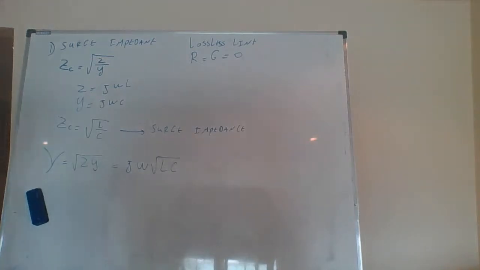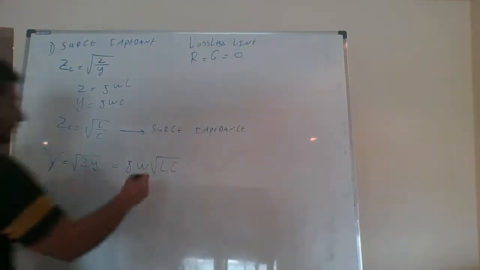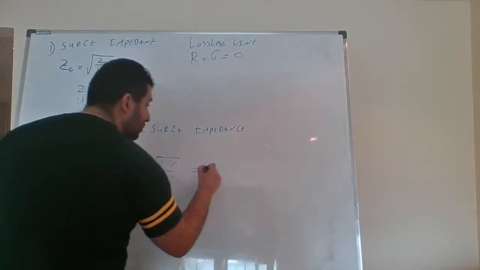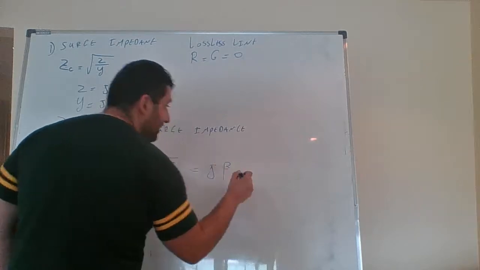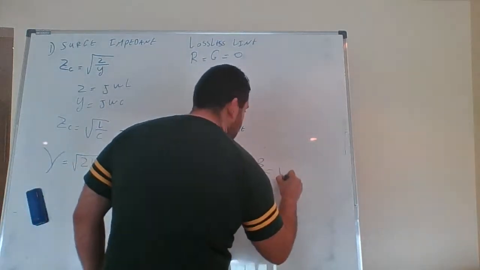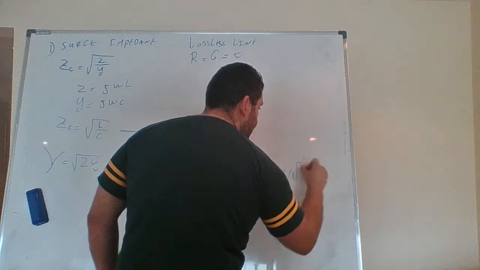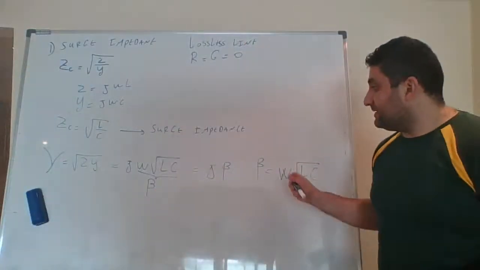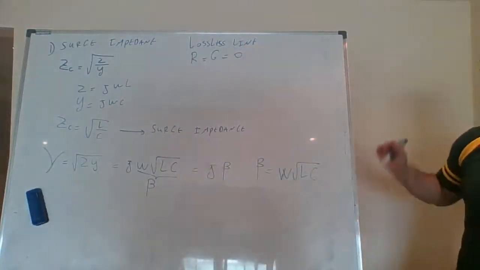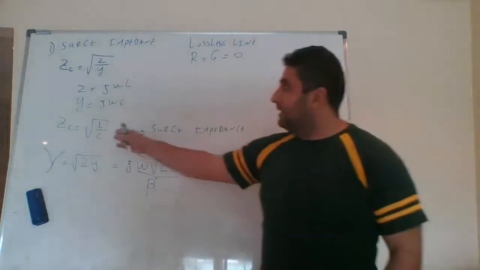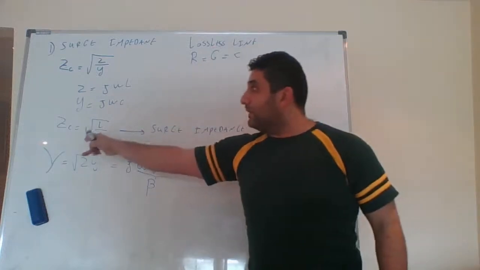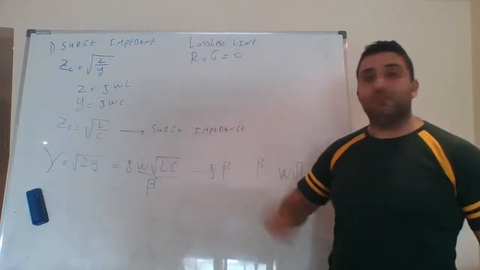J omega L C, which is equal, in this book they call this beta, which is equal to J beta, where beta is omega square root of LC. Is that clear? So now I've done nothing basically. All I've done is the characteristic impedance of a normal transmission line under lossless line will be equal to square root of L over C, which is the surge impedance.